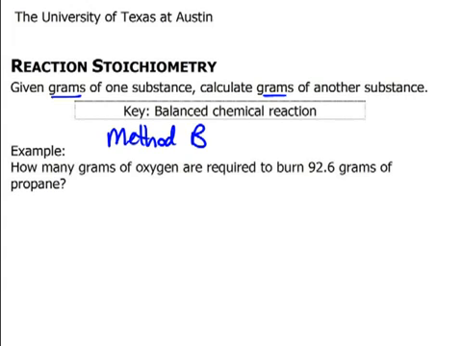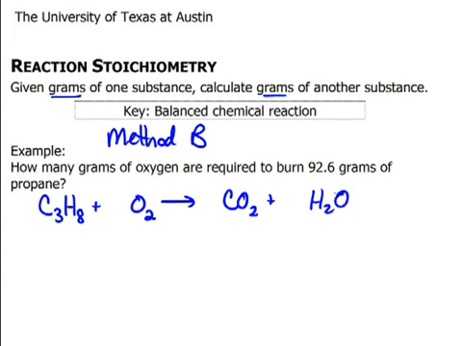In a separate video we learned what the balanced chemical reaction looks like for propane burning in air. It is C3H8 plus O2 gives CO2 and H2O for complete combustion. I balanced the carbons first, the hydrogens second, and then the oxygens.